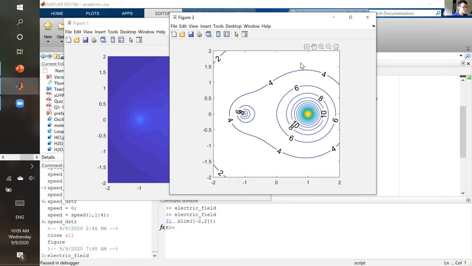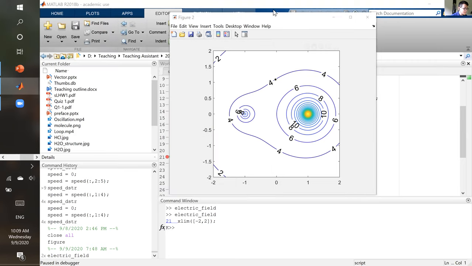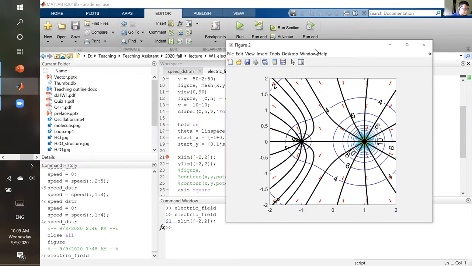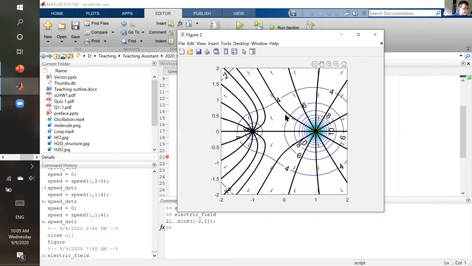This is a contour, and I just draw the equipotential lines to give you the idea of how the electric potential looks like. Then at the same time, I can also draw the electric field lines. You find that the black lines are the electric field, and the arrows tell you the direction of the electric field. And you will find that the electric field lines are perpendicular to the equipotential surface. So you can see this is perpendicular, perpendicular. All the electric field is perpendicular to the equipotential lines.